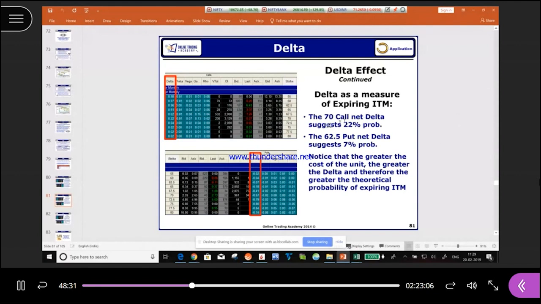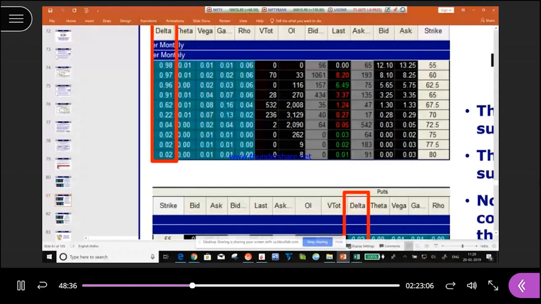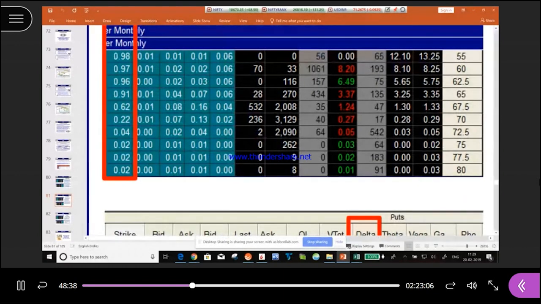Now the 70 call option has a net delta of 0.22. So if you see here, this is the 70 call option, and this is the delta value. 0.22 means 22% chance that this strike will become in the money at expiry. In the money means, does it have to go below the current market price? It has to go above 70, correct?